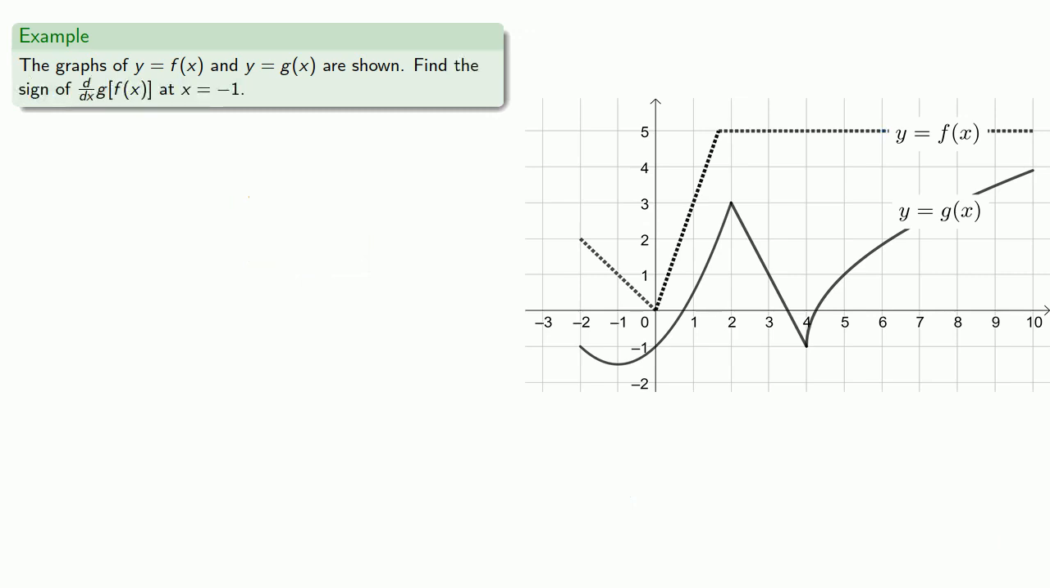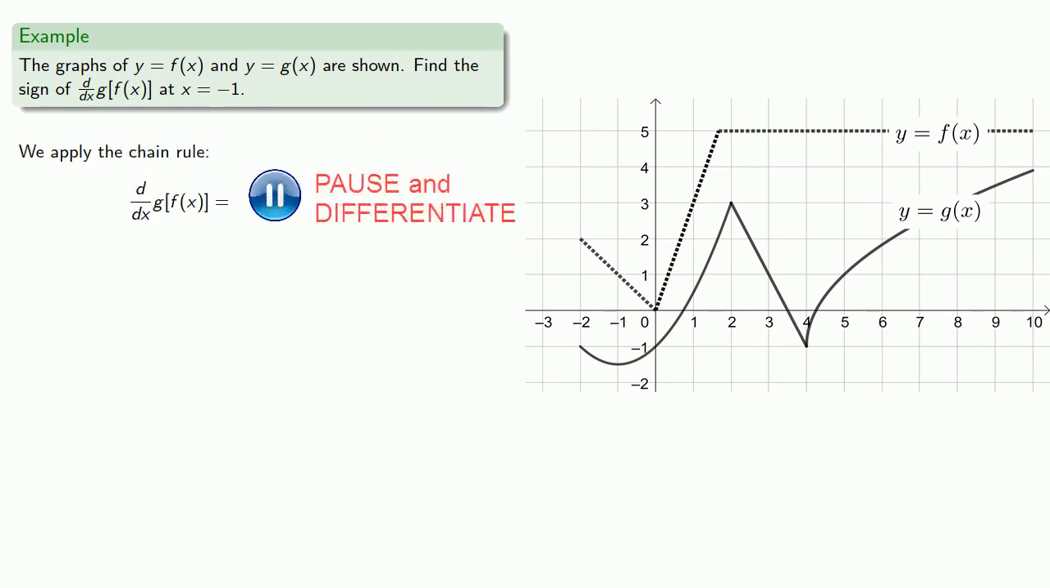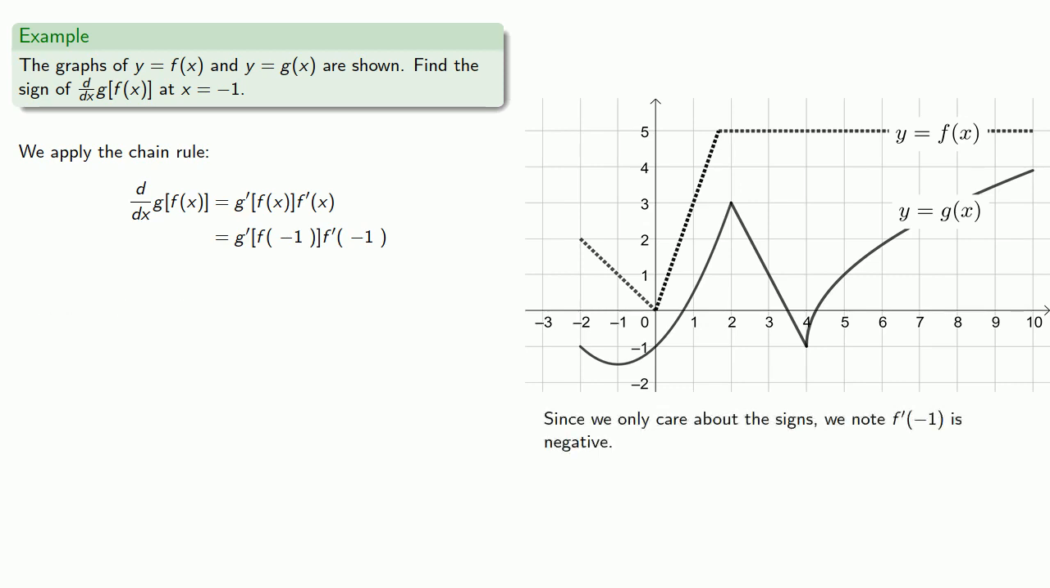And if we don't have the ability to get the actual value of the derivative, we might at least be able to say something about the sign. So maybe I want to find the sign of the derivative of g of f of x at x equals -1. Now, in the previous few problems, we started out by finding the chain rule, and so this time we should apply the chain rule. Now, remember, we only care about the sign of the derivative at x equals -1. And so we might begin by noting here that f prime of -1 is going to be negative.